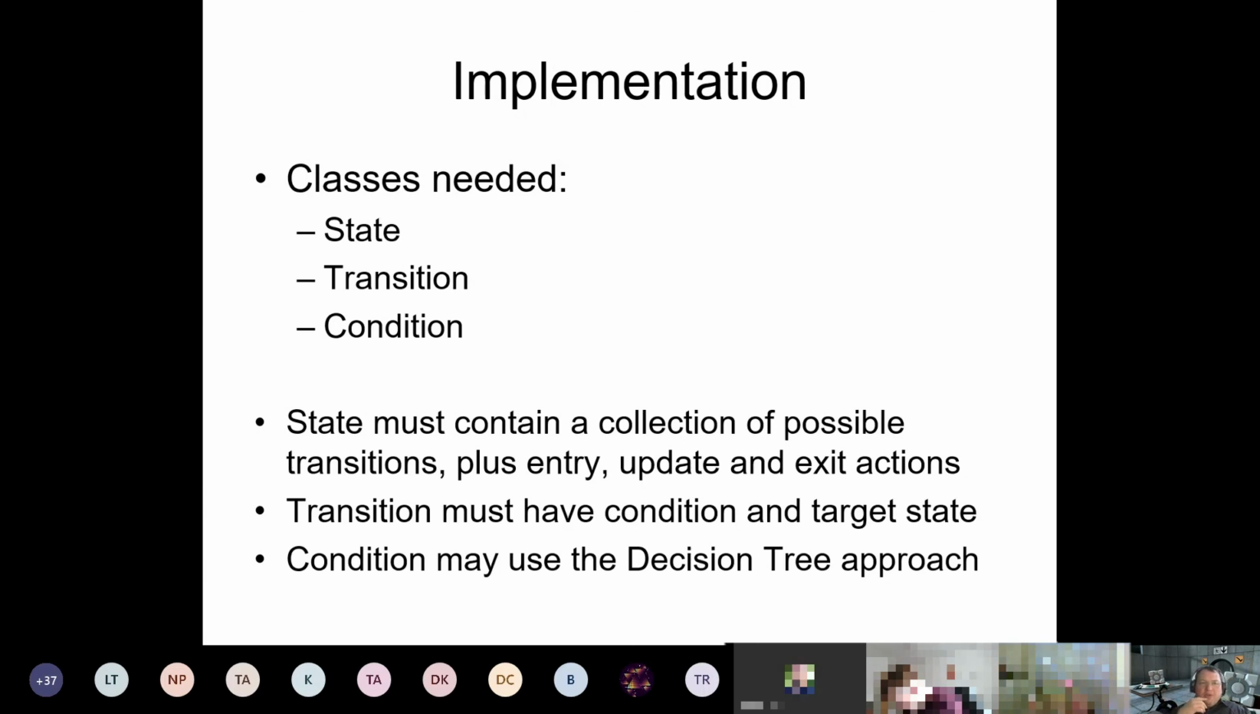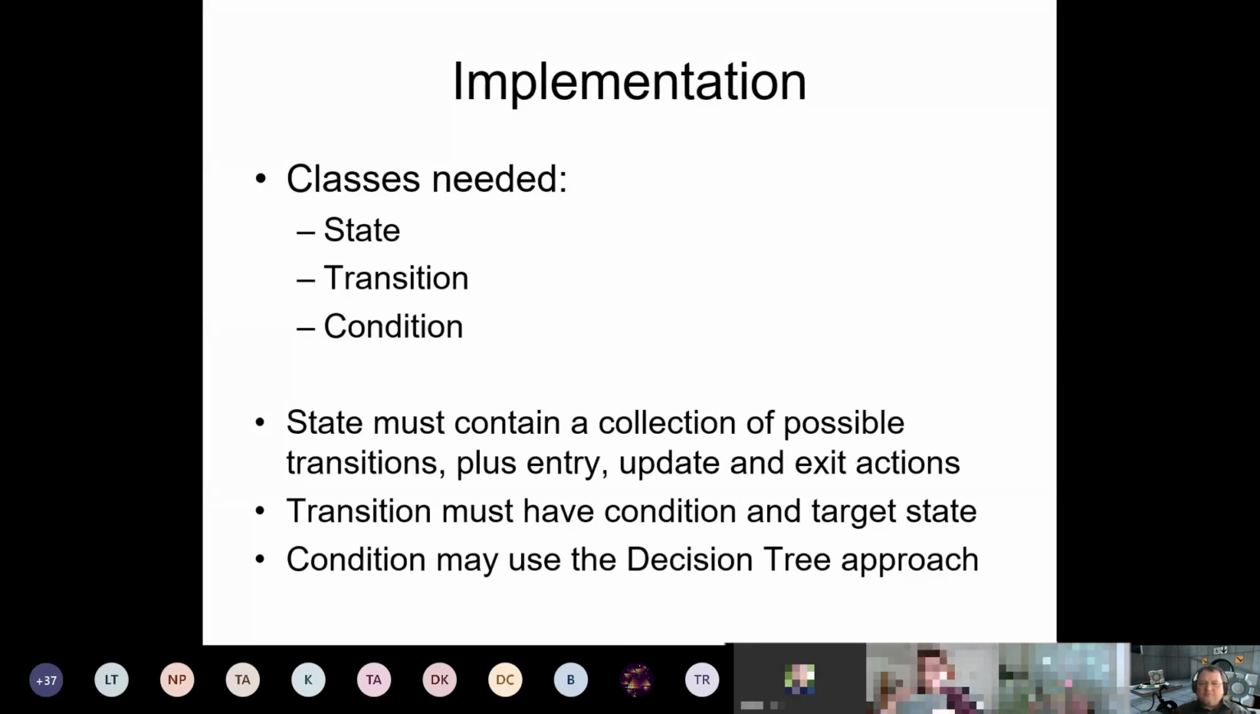So a little bit about the implementation. You normally need three different classes: state, transition, and condition. State must contain a collection of possible transitions plus entry, update, and exit actions. So what you should do on the entry to the state, what you should do all the time in this state, and what you should do when you leave the state. Transition must have a condition to check whether you should make the transition to the next state or not, and also the target state, so where to go to, which state should be the next state.